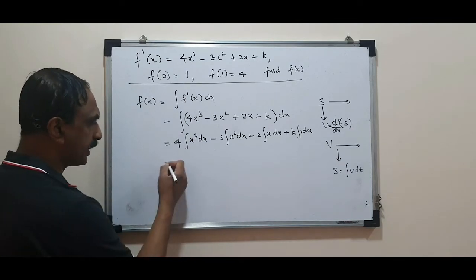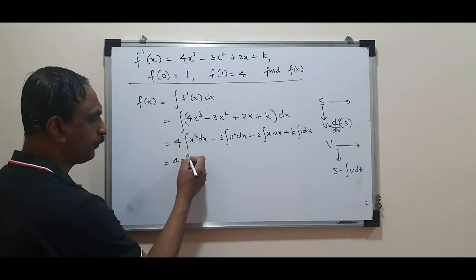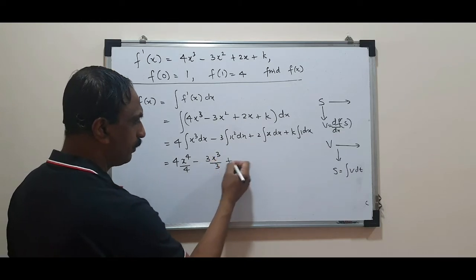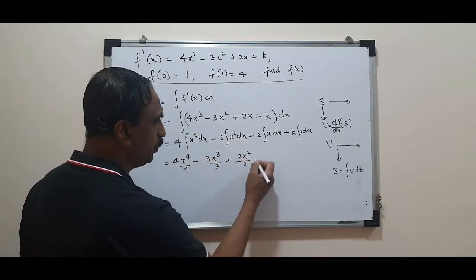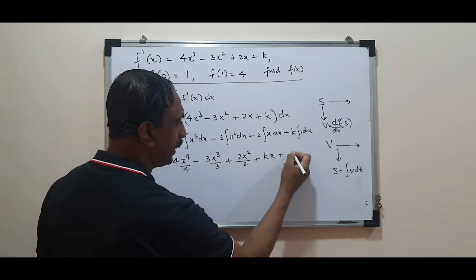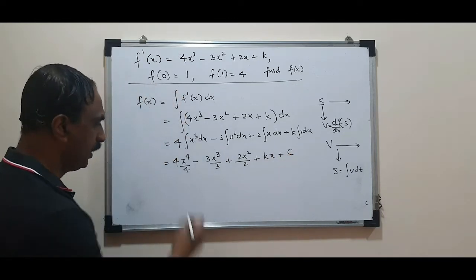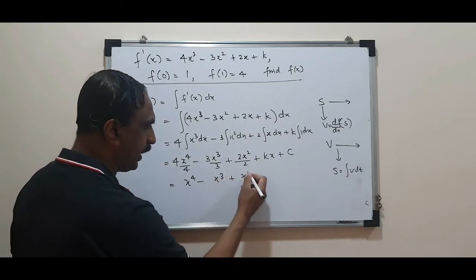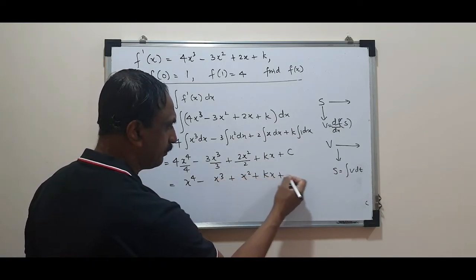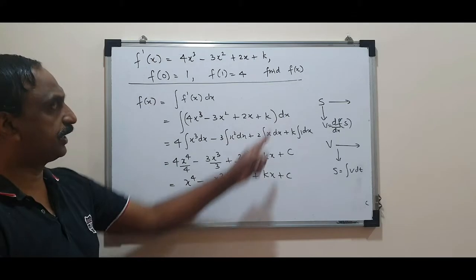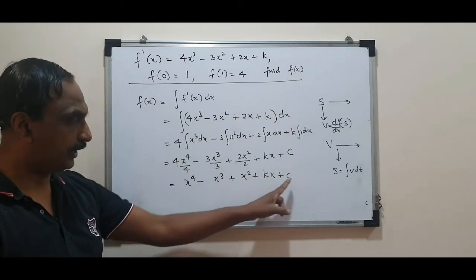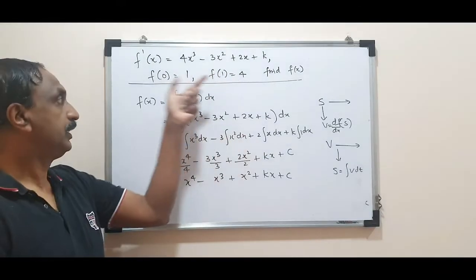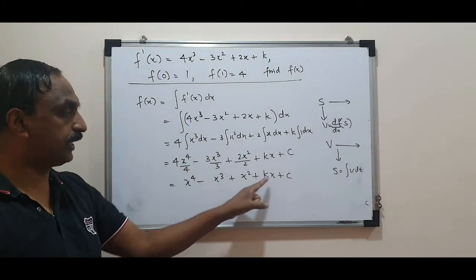Now on integrating this, I'll get 4x raised to 4 upon 4 minus 3x cube upon 3 plus 2x square upon 2 plus kx plus the integral constant, which reduces to x raised to 4 minus x cube plus x square plus kx plus c. This is your function, but we need to calculate the value of k and c too. For that, these two conditions are given. These conditions are given to find out the unknowns.